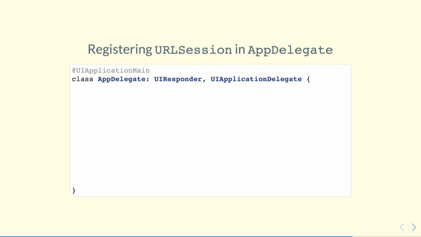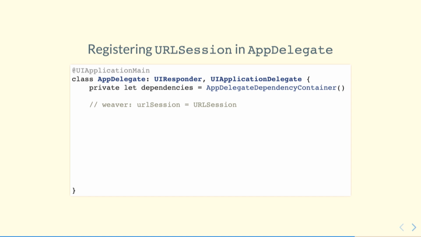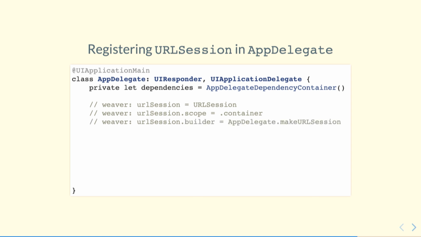So let's register URL session in the app delegate. This time we use the app delegate dependency container because Weaver can't create the app delegate class for us since it's a root type. So we can bootstrap this manually. Then we declare URL session this way. We're going to set a scope on it just so that the URL session is not built several times. It's actually built once and then stored so that we can take advantage of the HTTP cache.